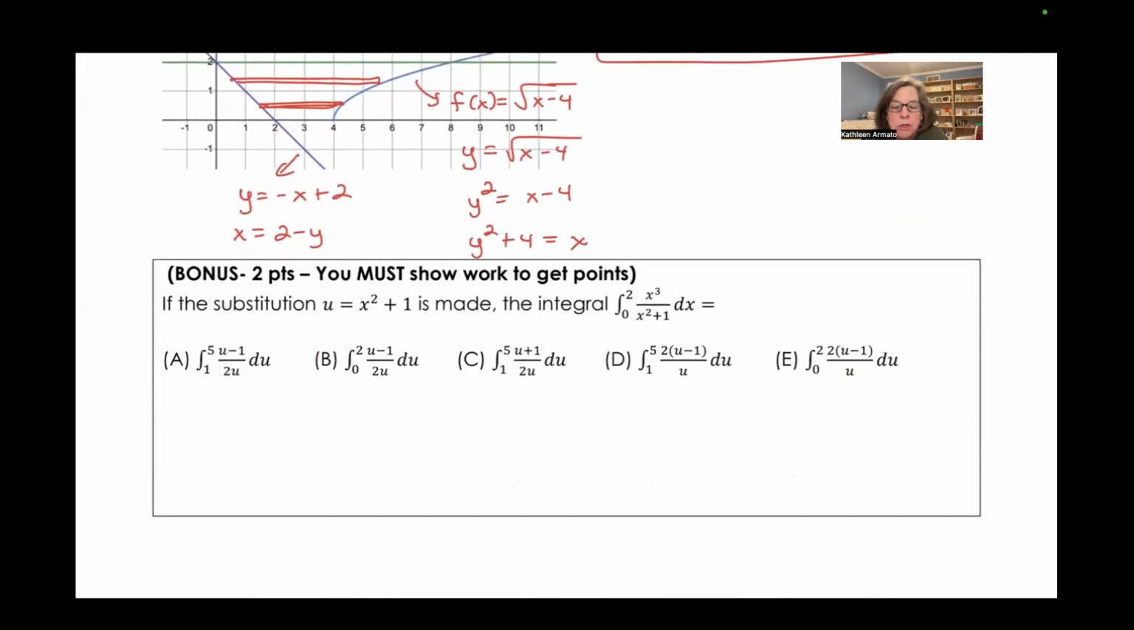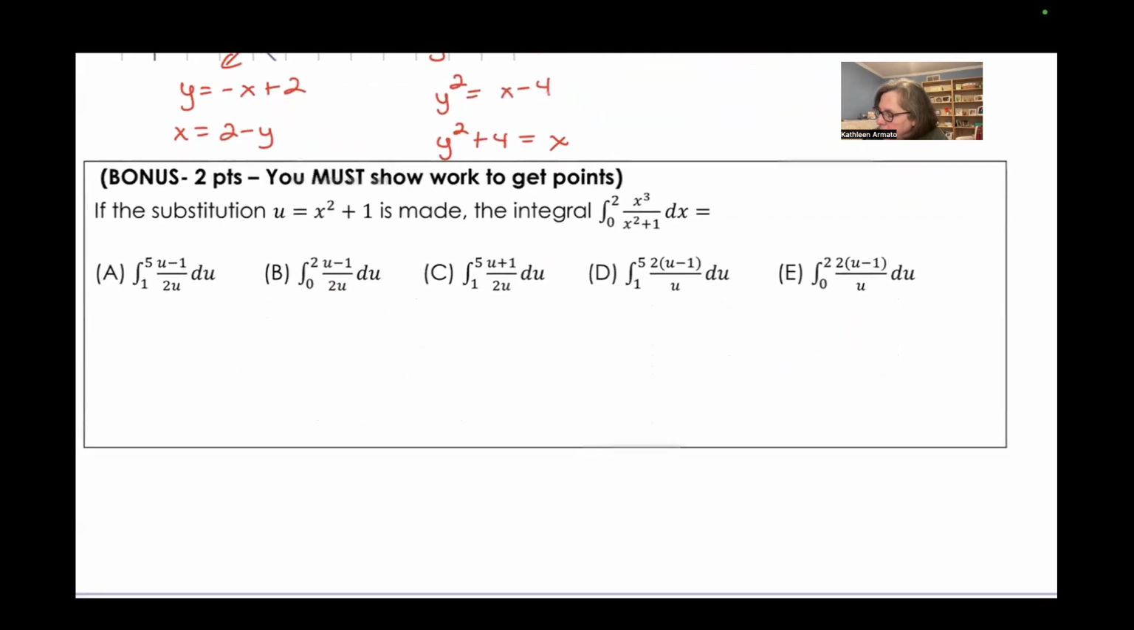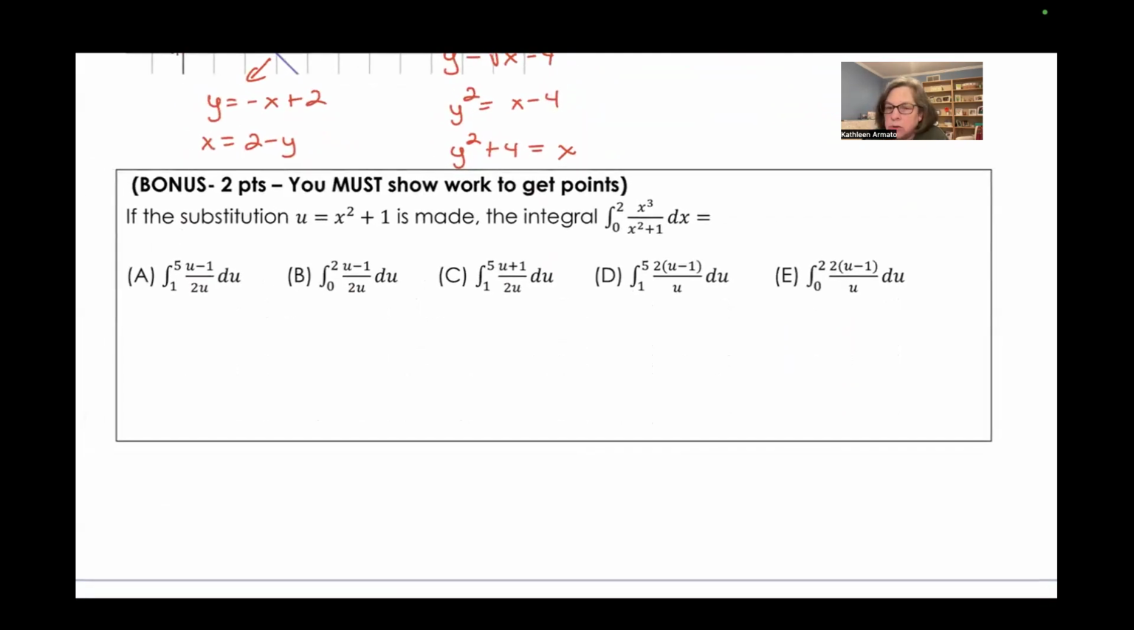All right, and I will show you the bonus. This is a technique that you do need to eventually learn. I think in BC, we don't really do it in AB. But it's fun, and it's not that hard. Okay. You're told what the u substitution is. The derivative of u then would be 2x dx.